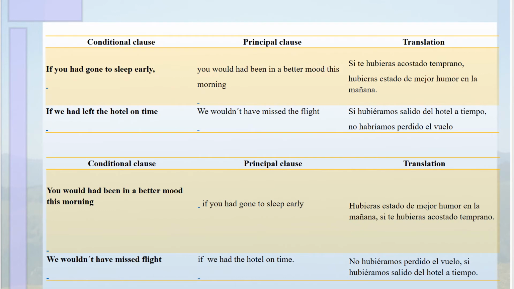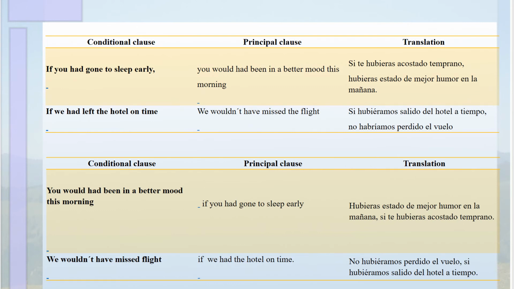In the second sentence, if we had left the hotel on time is the conditional clause. We wouldn't have missed the flight is the principal clause. Si hubiéramos salido del hotel a tiempo, no habríamos perdido el vuelo.